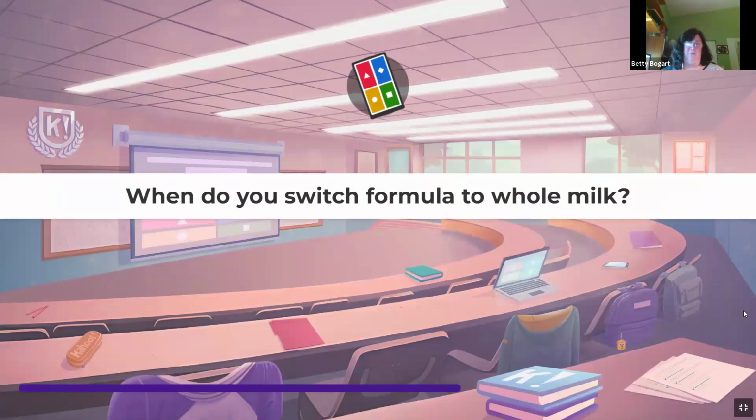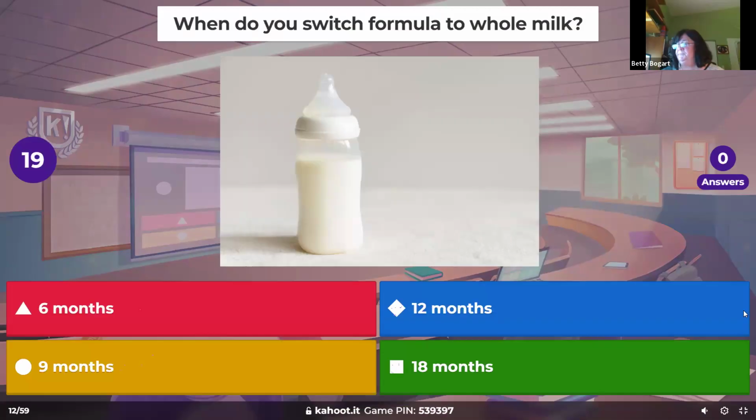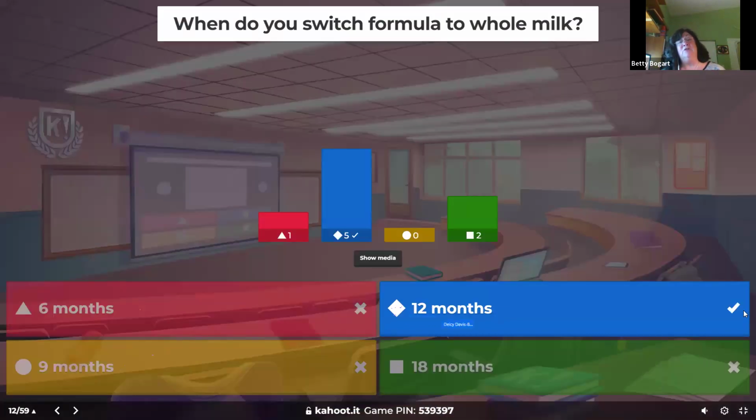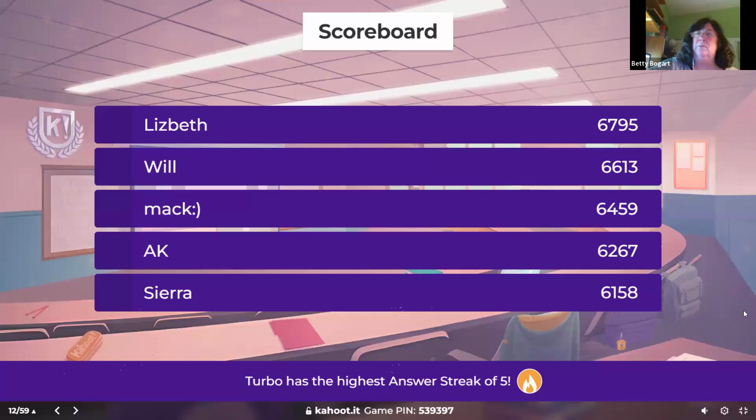When do you switch formula to whole milk? And yes, they do need the fat because it has to do with the growth of the central nervous system. And it's at 12 months. At 6 months, we still continue breastfeeding or formula feeding. At 12 months, they can switch to whole milk.